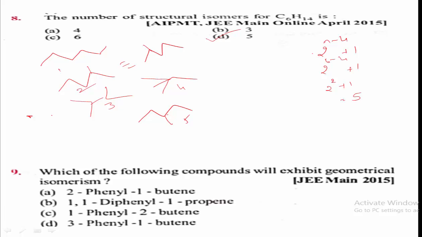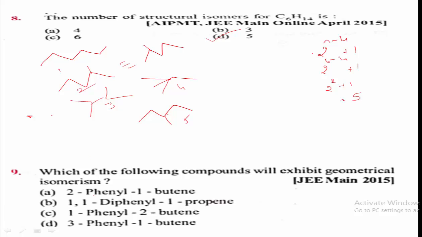Next, question number 9. Which of the following compounds will exhibit geometrical isomerism? Students, remember which type of compound shows usually geometrical isomerism? Alkenes and alkynes. Is it right? Yes. Write the structures of particular compound and observe which compound shows geometrical isomerism. Means, there is a possibility of cis and trans form.